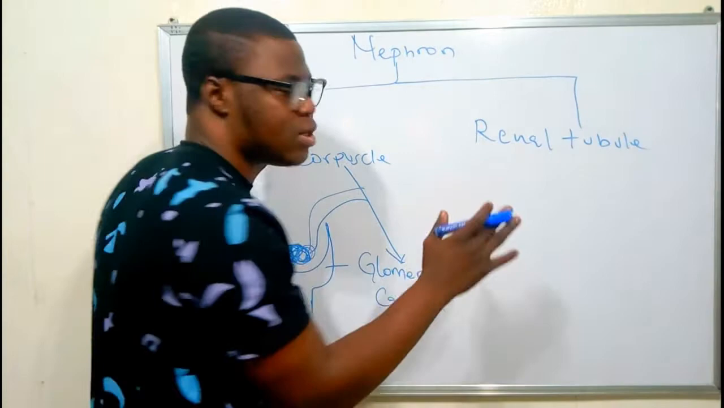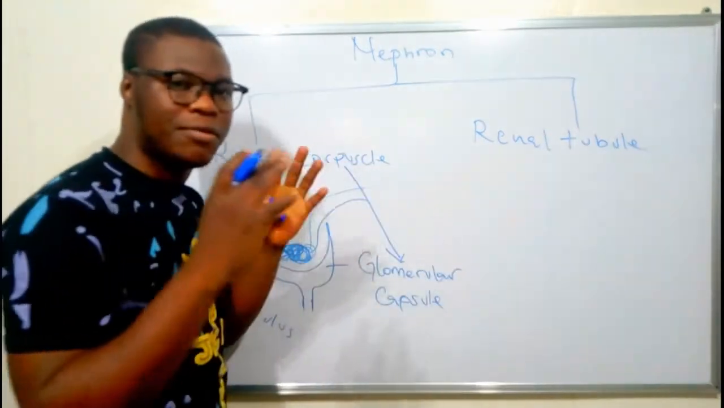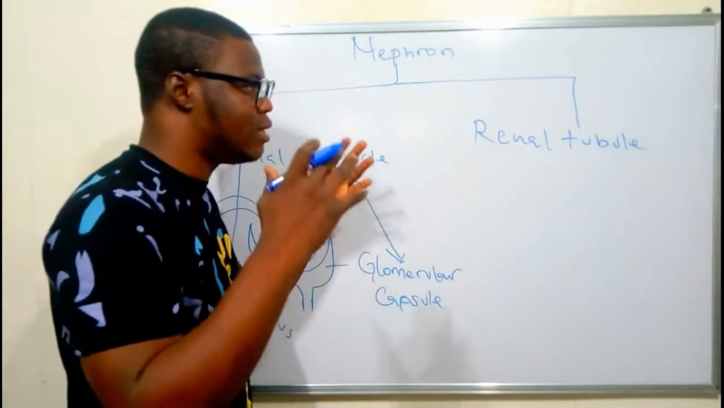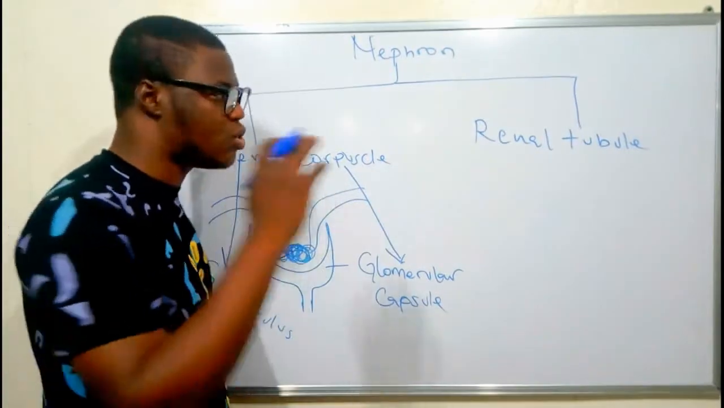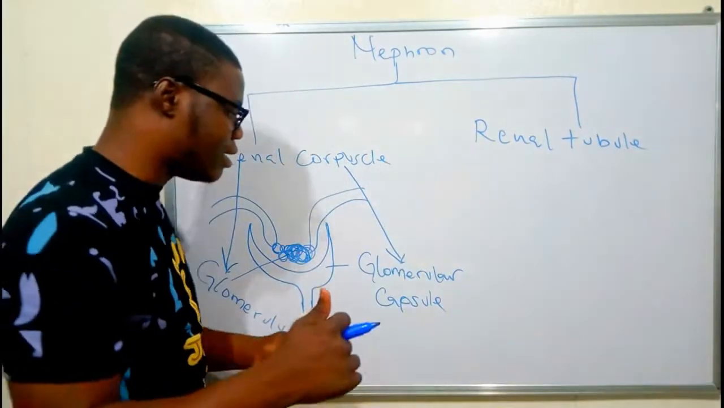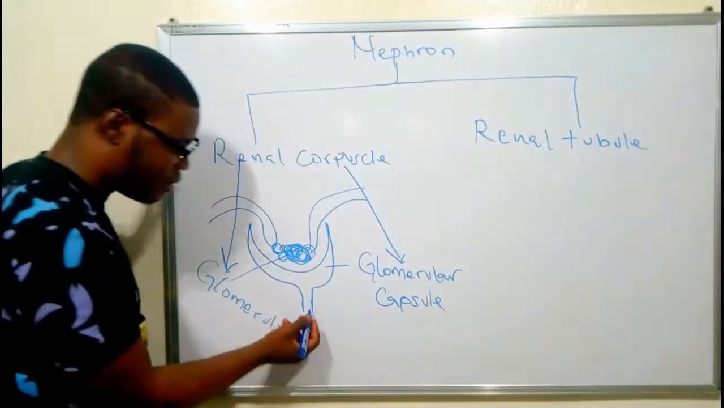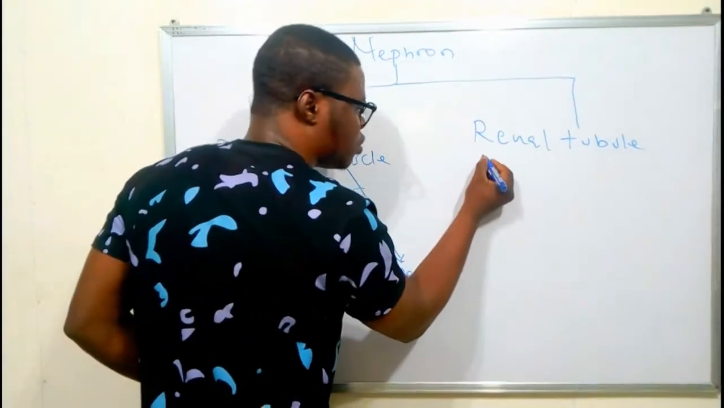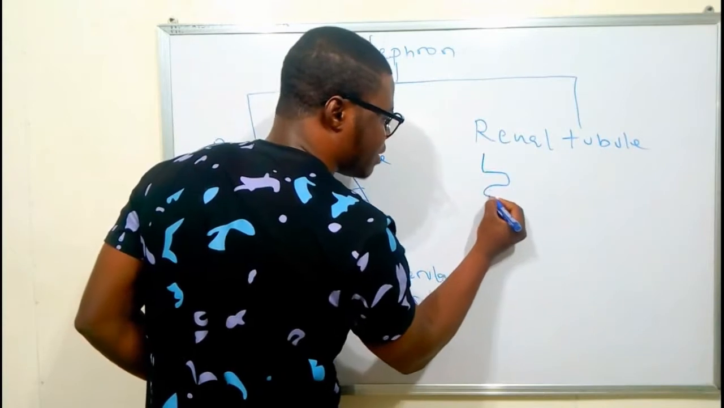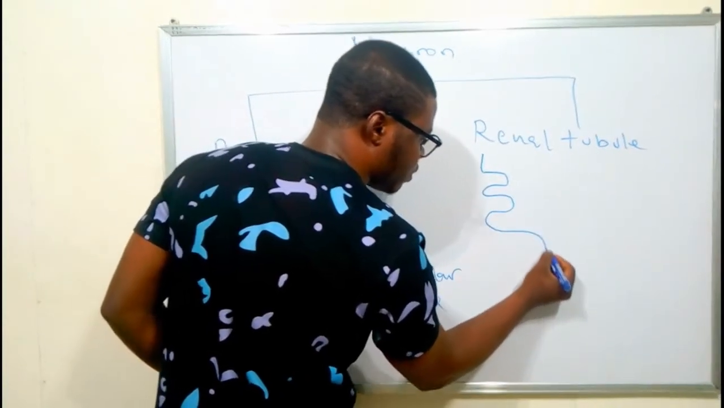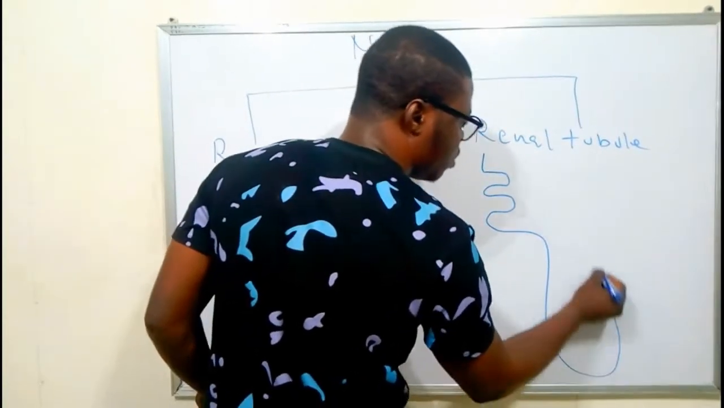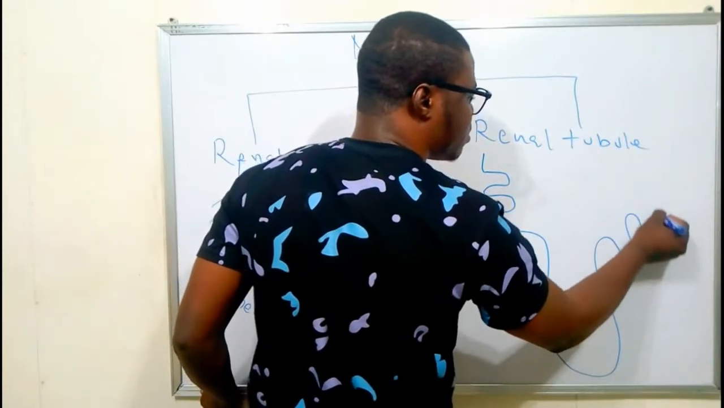For the renal tubule, it has four things within it. As in, the renal tubule is made up of four things. So what are they? From the diagram I showed you the other time, after this we have a constricted, coiled part, then a long U-shaped structure, then another coiled part.